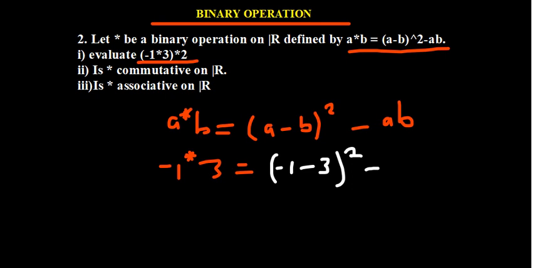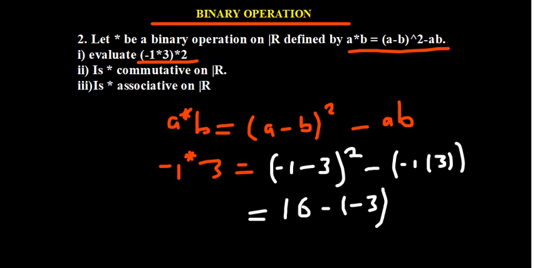So our A is what? Our A is still negative 1, then our B is 3. So negative 4 in brackets. Negative 4 squared will give you 16, minus negative 3 there. So it will become 16 plus what? Plus 3, which will give us what? 19, right?